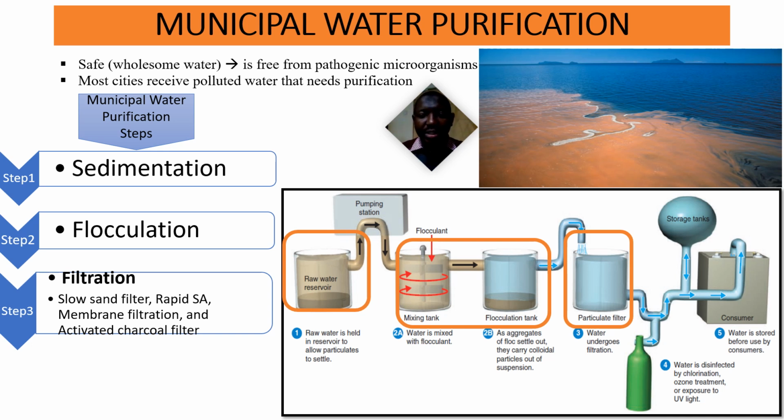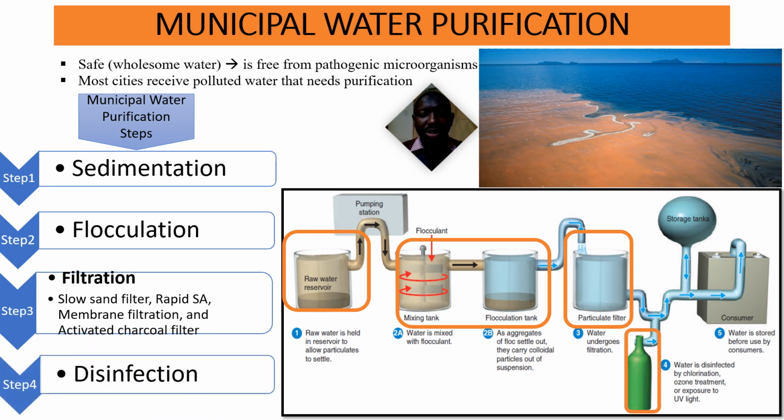Therefore, the next step is used, which is the disinfection stage. During the disinfection stage, ozone, UV light, chlorination are used to kill microorganisms prior to the release of the water for public consumption.